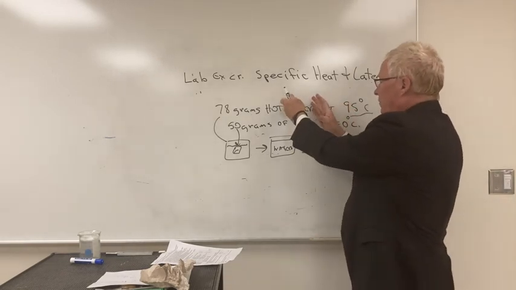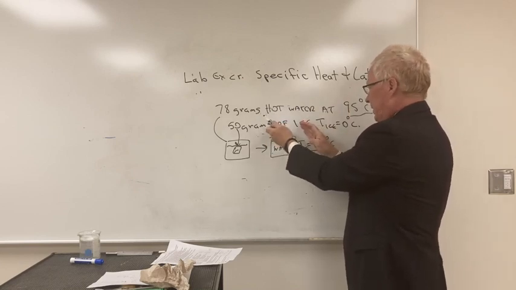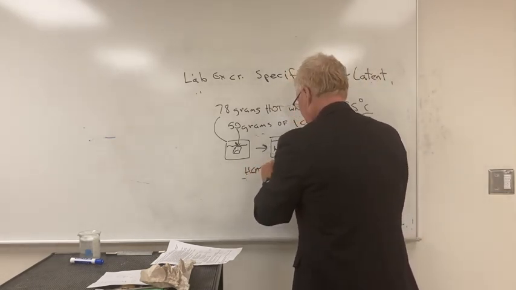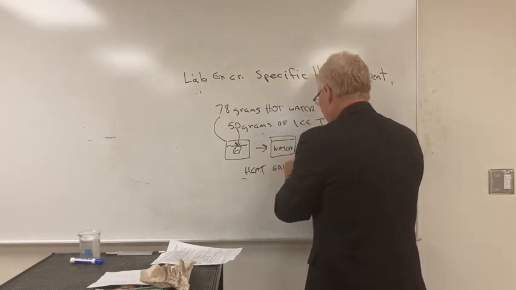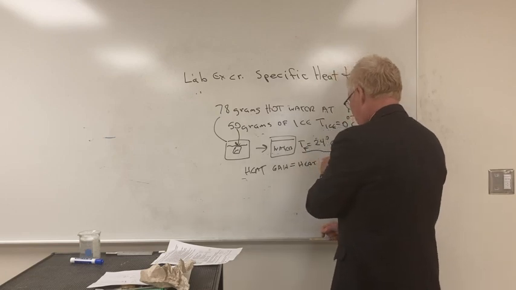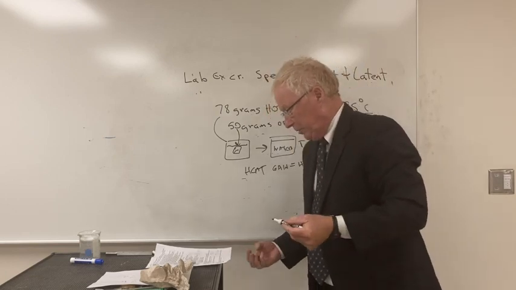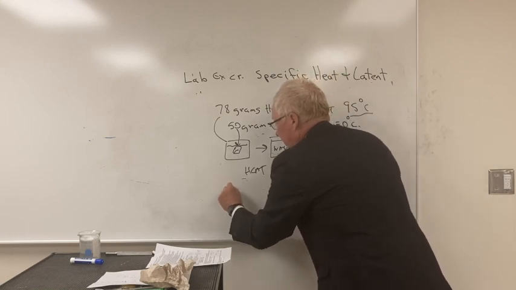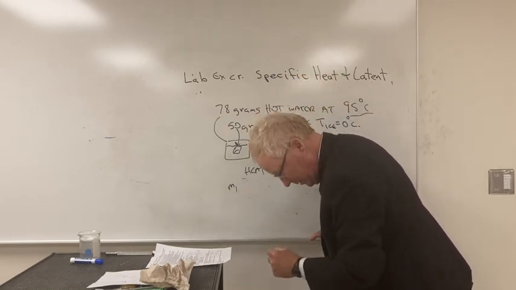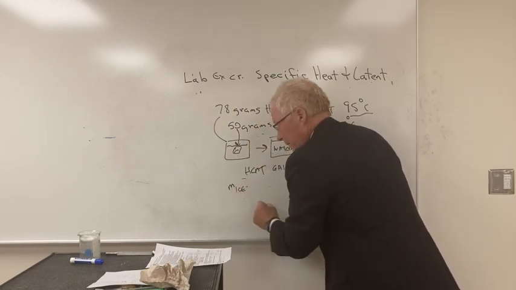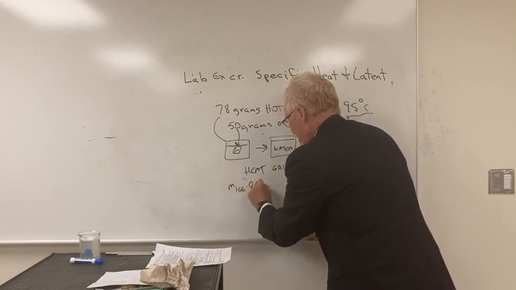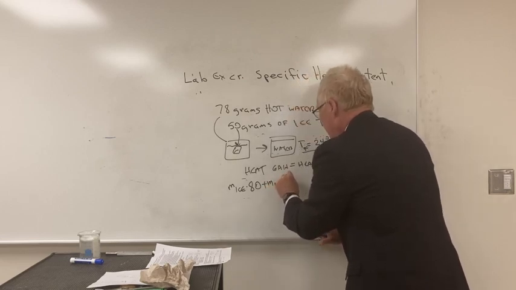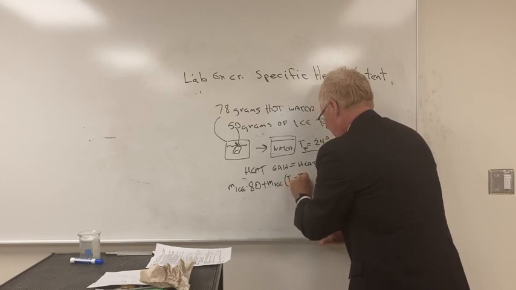Mix them together. So hot water is going to lose heat. The ice is going to gain heat. So how do we do that? All right, heat gain equals heat loss. And I want to try and calculate what the actual final temperature should be. So the heat gain will be, we have to melt the ice, M, and we're using M ice times 80 because we got to melt it, plus mass of the ice times T final minus 0. All right?